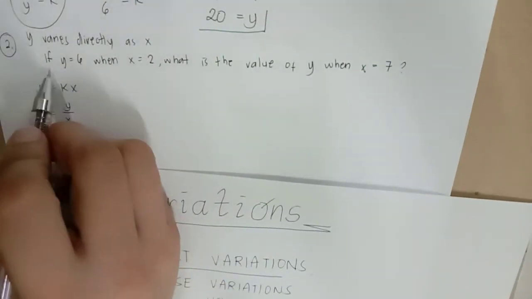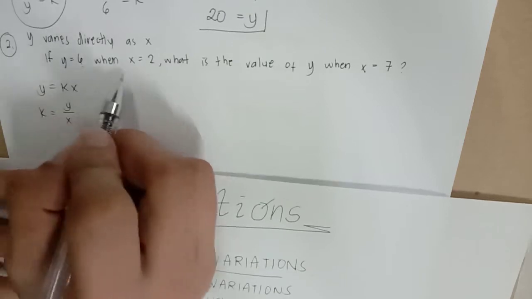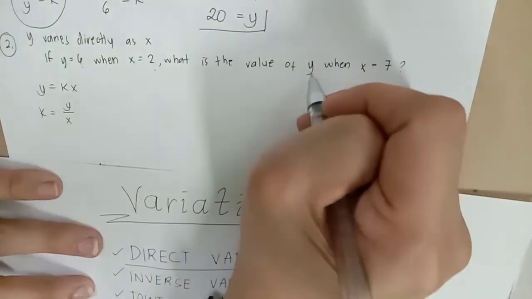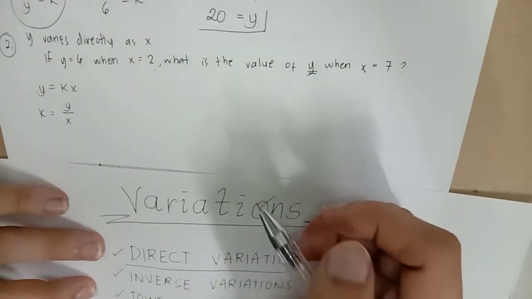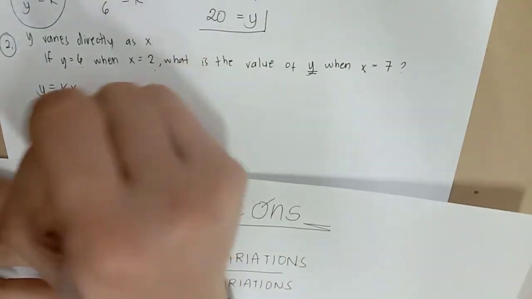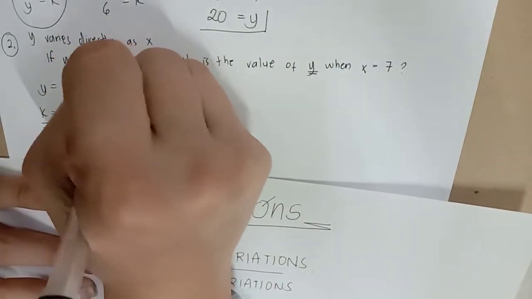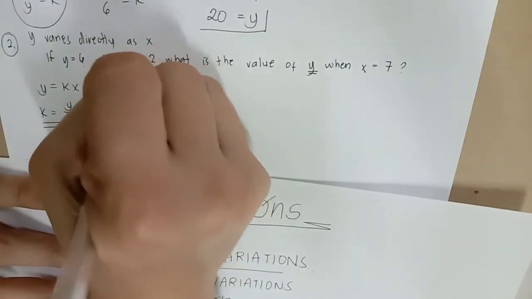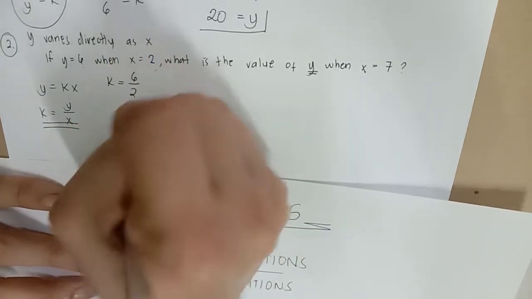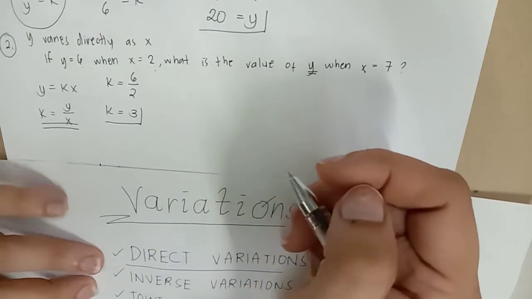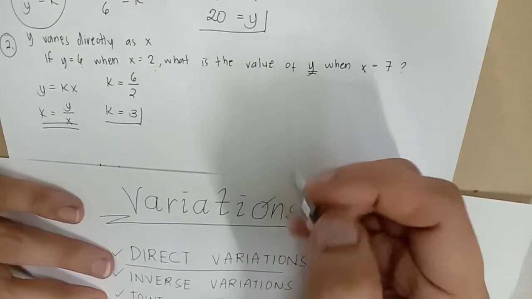Alright, so, sabi dito, if y is equals to 6, when x is 2, what is the value of y? Again, y ulit po ang nawawala. When x is equals to 7. So, hanapin muna natin yung value ni k. So, we have k is equals to, substitute, 6 divided by 2. So, k is equals to 3. Very good, because 6 divided by 2 is 3.